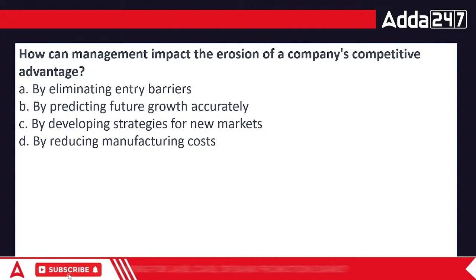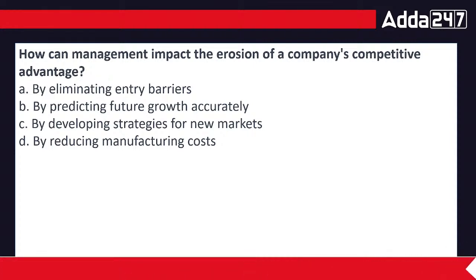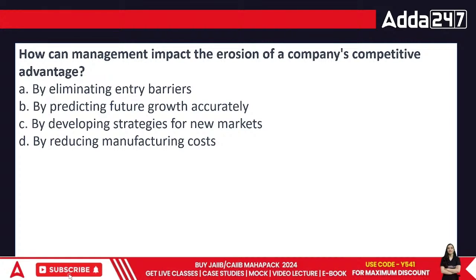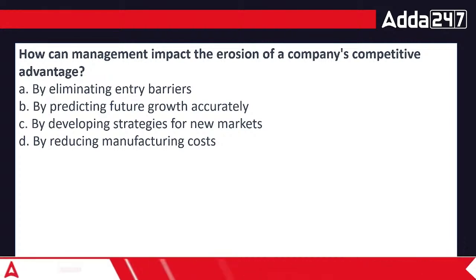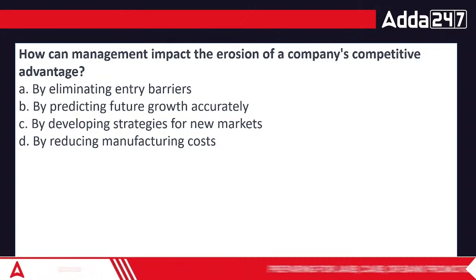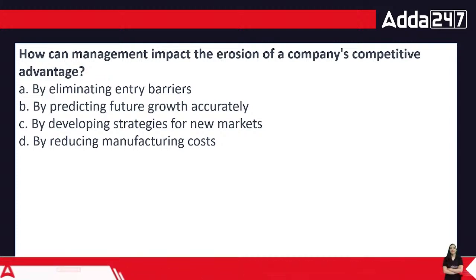How can management impact the erosion of the company's competitive advantage? Management is the one that makes and breaks the organization. Always remember that. Your leader is going to be the one who leads and makes the organization grow, and they can definitely hurt the organization too. The options are: by eliminating entry barriers, by predicting future growth rate, by developing strategies to make new markets, or by reducing manufacturing costs.